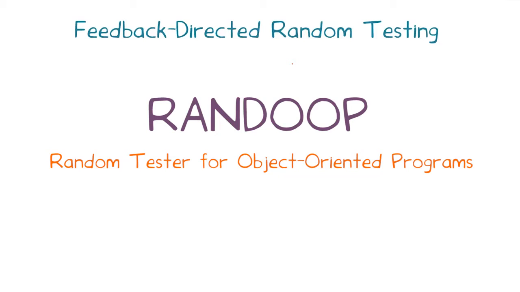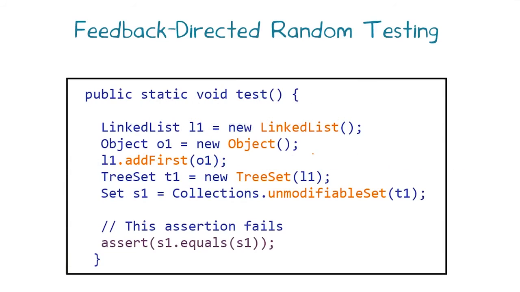For instance, automatically testing a linked list implementation in a robust manner would require not only generating lists of different sizes, but also generating different sequences of list operations. Let's look at a concrete example that involves testing the API of various container classes in the Java Standard Library, such as linked list and tree set.